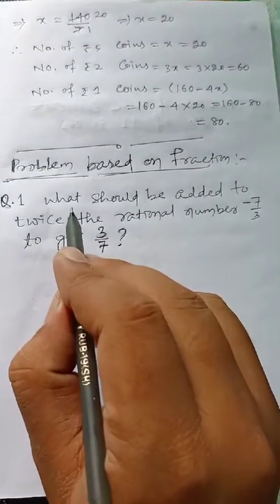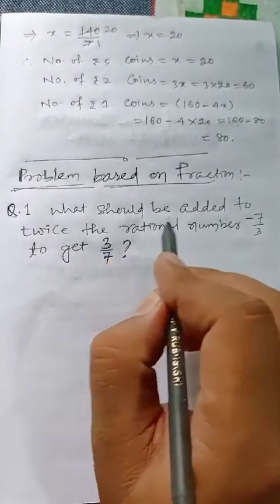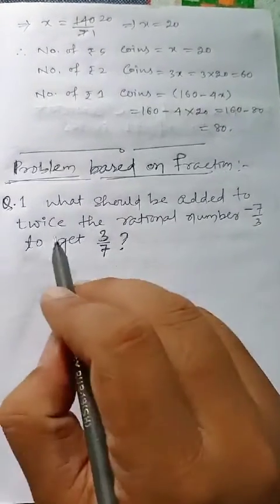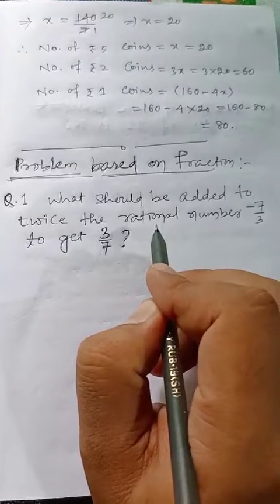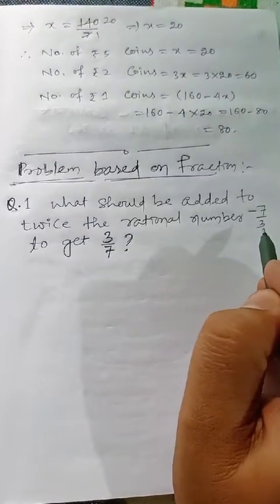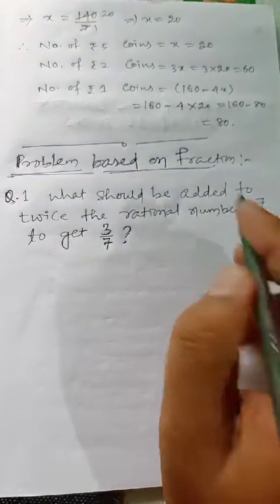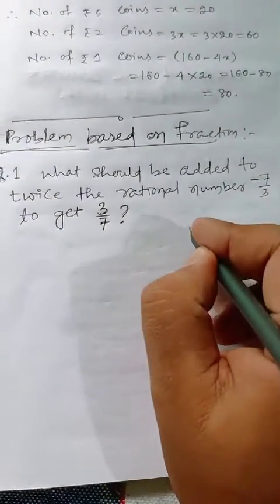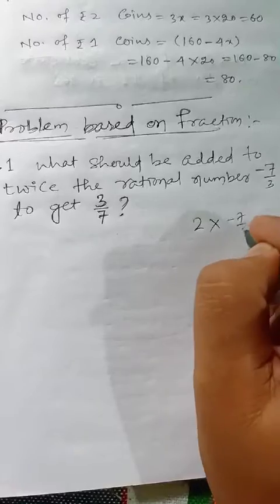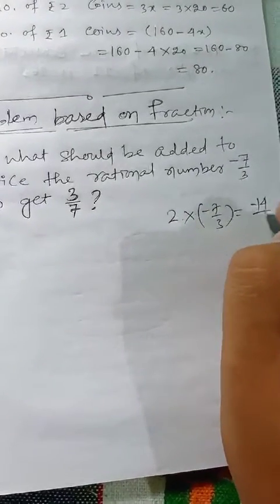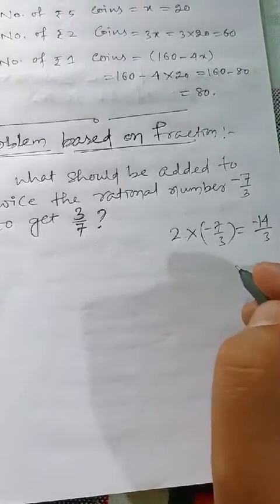What is the question about? What should be added to twice the rational number minus 7 by 3. Twice means double, so twice the rational number minus 7 by 3 is 2 into minus 7 by 3. What will happen if we multiply 2 by minus 7 by 3? We will get minus 14 by 3.